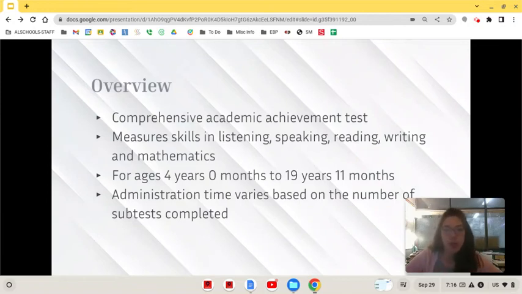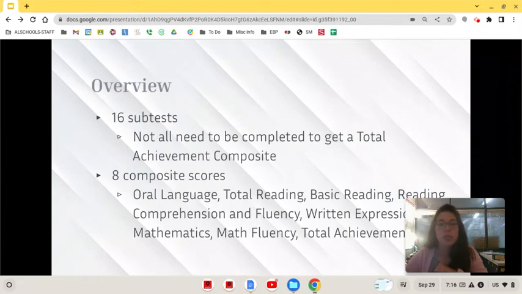It can be used for anyone ages 4 years, 0 months to 19 years, 11 months. And the time of administration varies based on how many subtests are completed. There are 16 total subtests. They do not all need to be completed to get a total achievement composite.